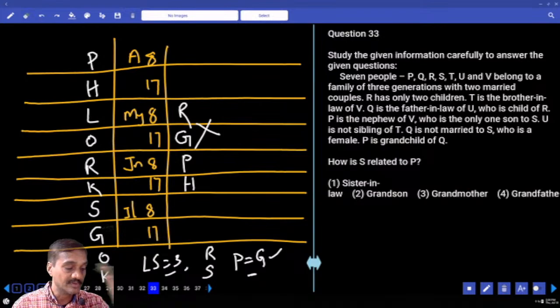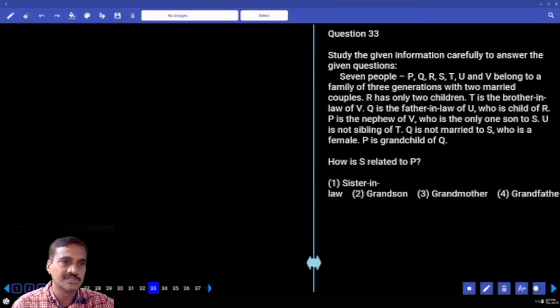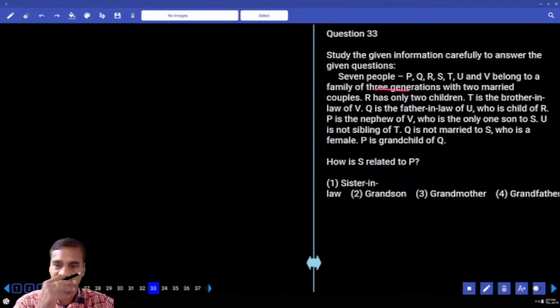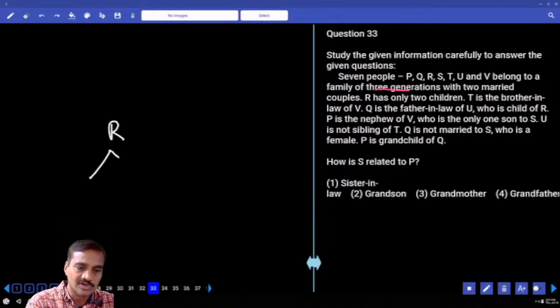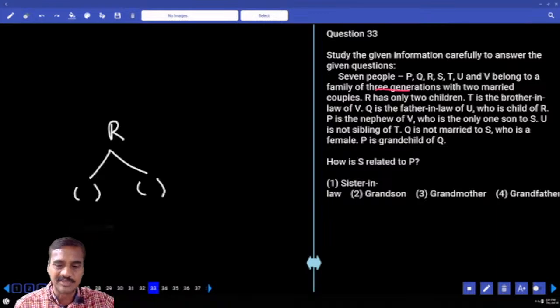7 people, blood relations. First or the second priority? Definitely under the first priority, 33 to 35. Now start with 33. Here 7 people belong to a family of 3 different generations and 2 married couples. How many persons got married? 4 persons got married. And R has only 2 children, exactly 2 children. And T is the brother-in-law of V.